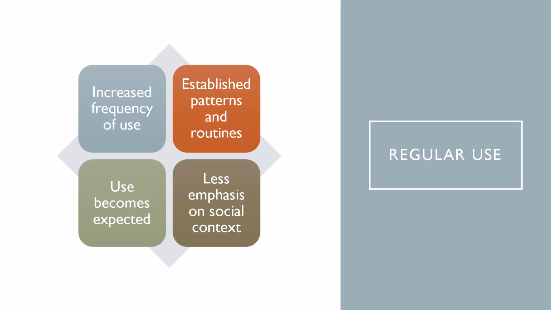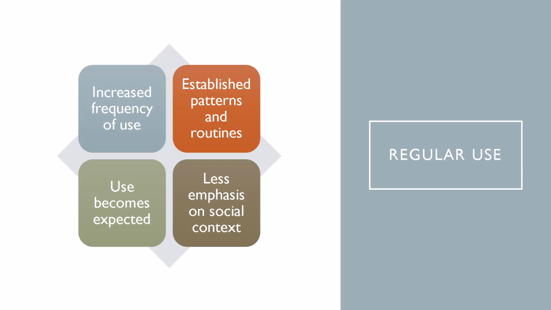So regular use, this is where we start to see a noticeable shift from occasional behavior to something that's a little bit more consistent and patterned. And at this stage, the substance use is no longer just happening randomly or only in certain social settings. It becomes more frequent and more predictable. So maybe the person starts to use on specific days, or maybe they're using at certain times or in response to certain situations. And this is where routines start to form.